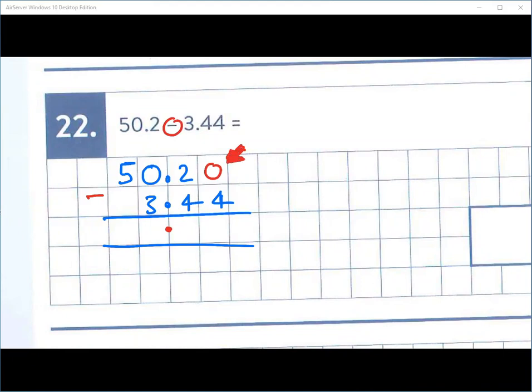Next, what do you do? And then you can't do 0 take away 4, so you have to cross out the 2 and make it a 1, and then make the next one a 10. So 10 take away 4 is 6. Then you can't do 1 take away 4, so then you can't do it to the 0, so you have to go to the 5 and make that a 4, then make the next one a 10, cross out, make it a 9, and give the next one a 1 to make it 11, which is 7. And then the next one's 6, and then 4.